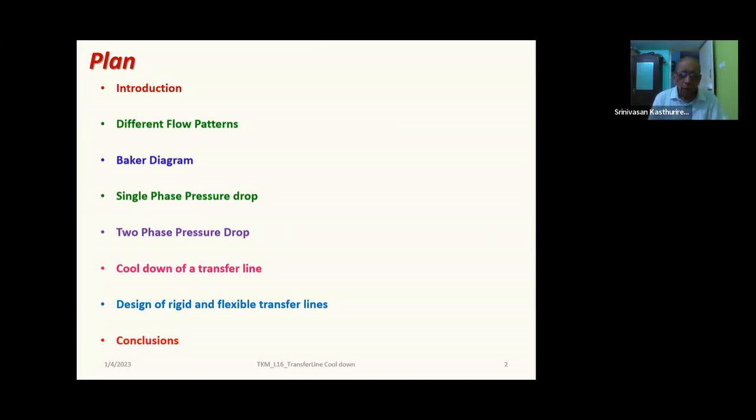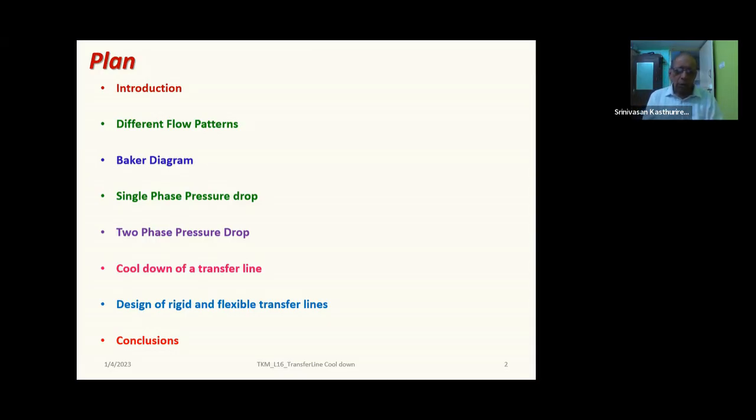Okay, so because of the heat transfer coming into the transfer line, there'll always be vaporization. And so you will have both the liquid and vapor simultaneously being transferred through the transfer line. That is, if you give 100% liquid, it will go in as liquid, but some vapor will also be coming out at the other end of the transfer line.